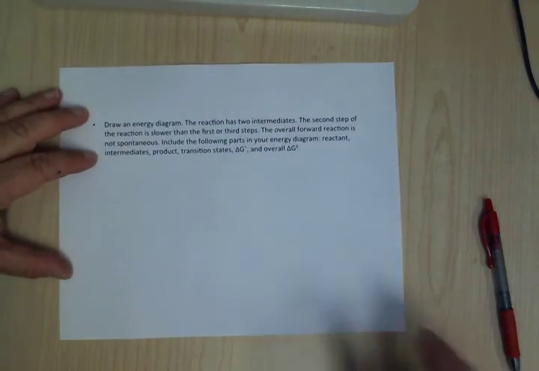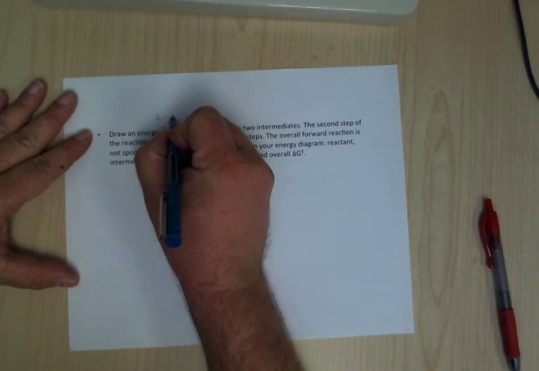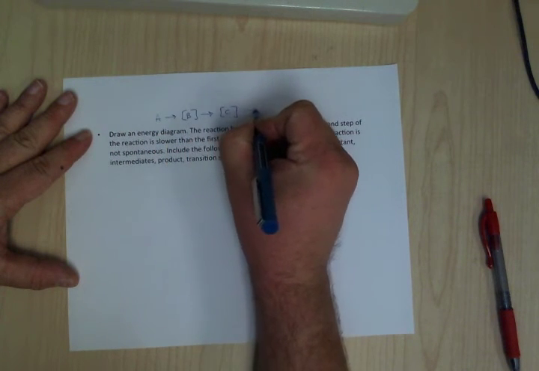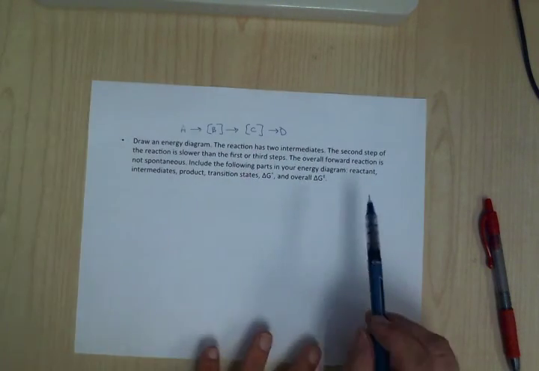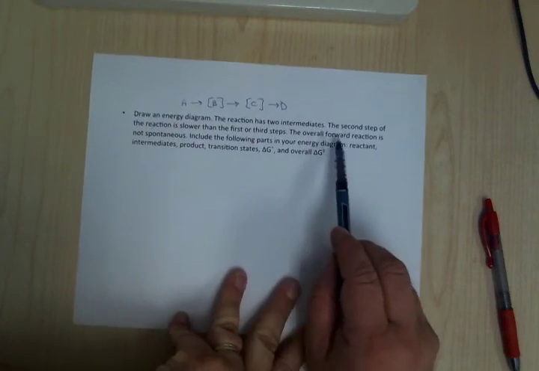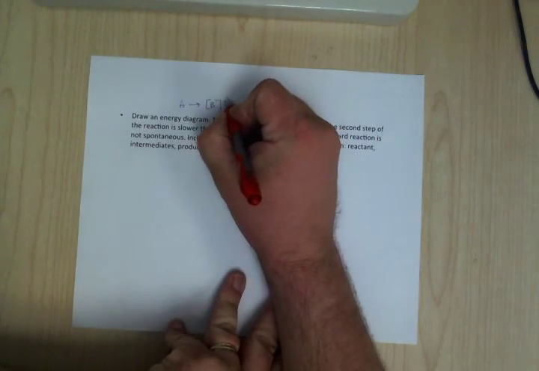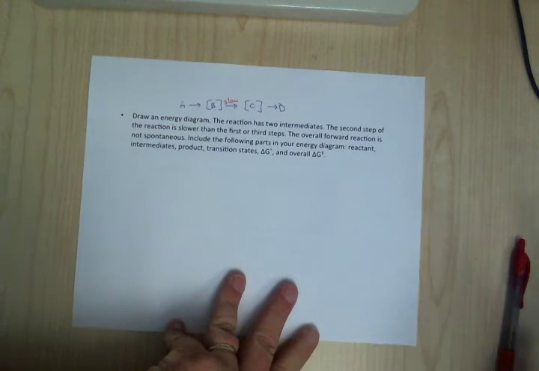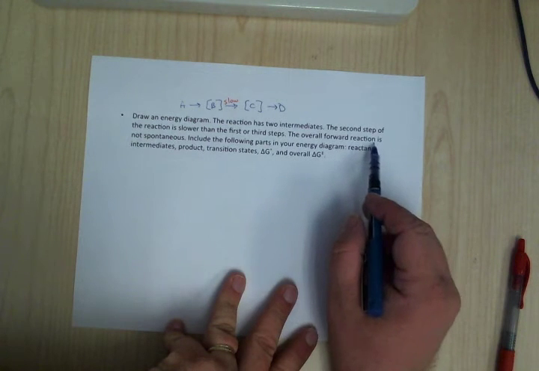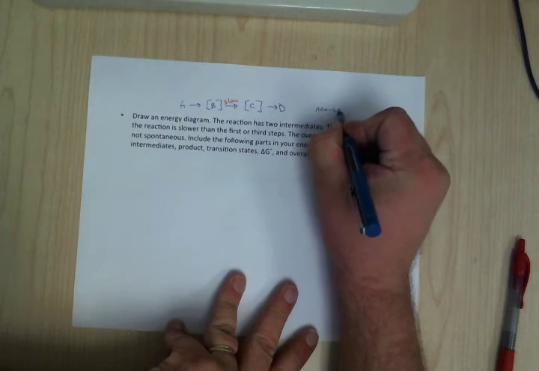Okay, so for this one, I'll actually show you what the reaction is. It has two intermediates, so it's really like A to B to C to D. The second step of the reaction is slower than the first or the third. That's going to be important, to indicate which one's the slow reaction. That's one of the important pieces. The other one: the overall forward reaction is non-spontaneous.